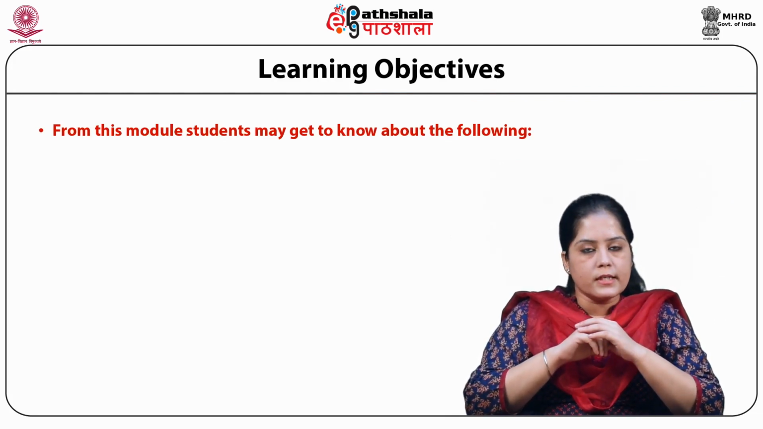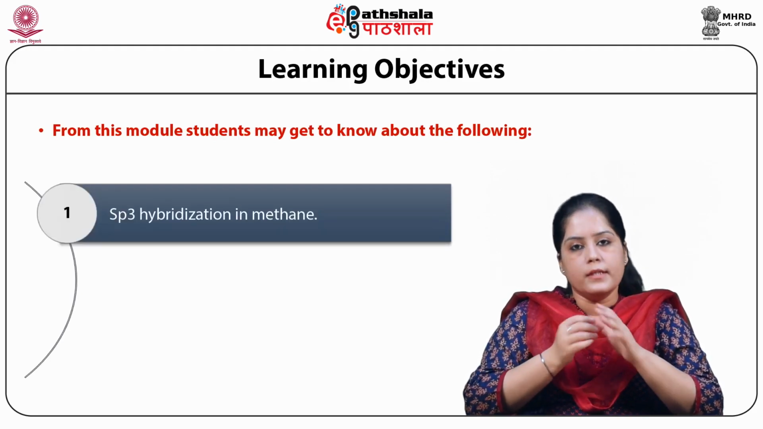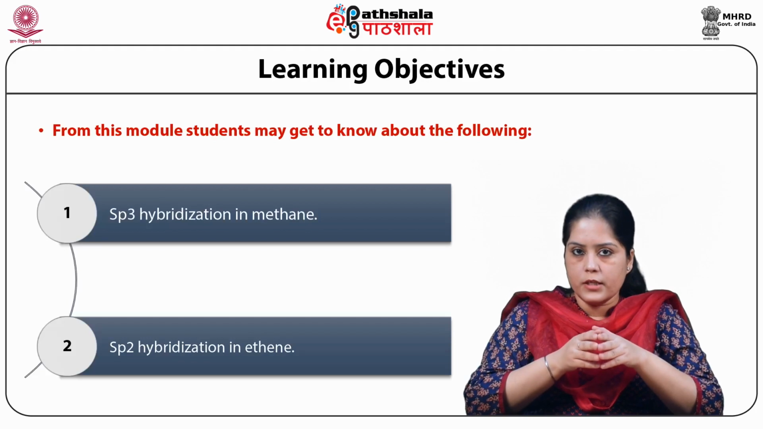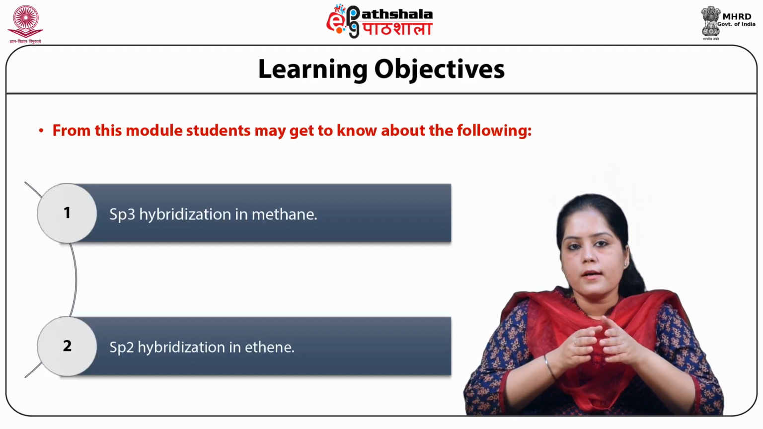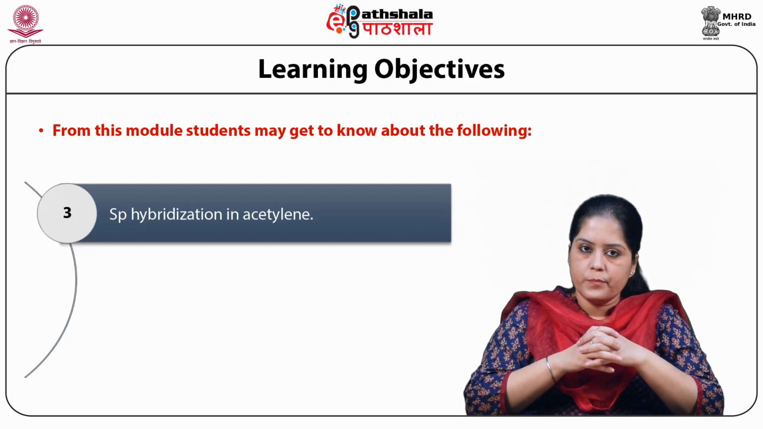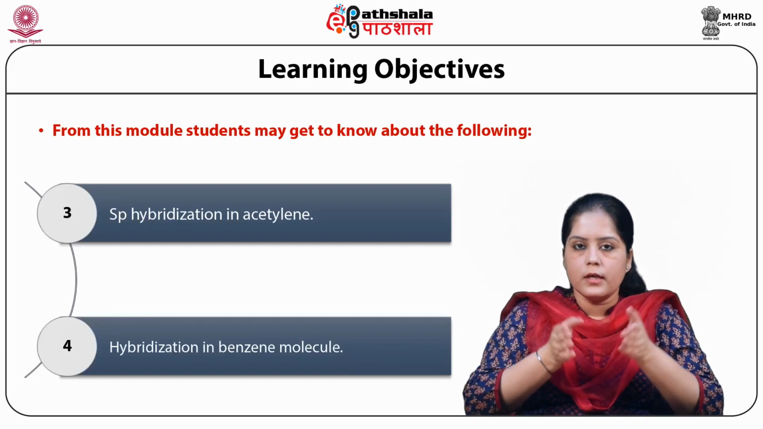First, we will study the sp3 hybridization in methane. Next, sp2 hybridization in ethene. Thirdly, we will also discuss the sp hybridization in acetylene. Lastly, we will also discuss the hybridization in the benzene molecule. So students, let us start with a basic introduction about the module.